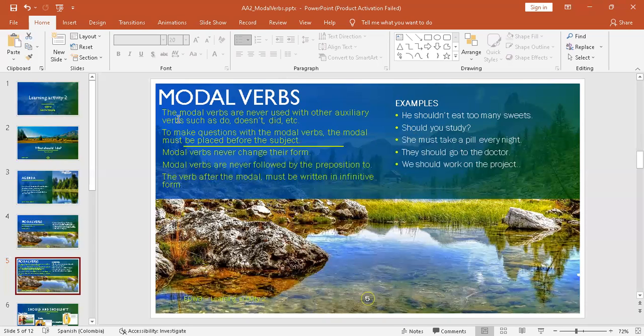So the first one is the modal verbs are never used with other auxiliary verbs such as do, does, and did, etc. No necesitan auxiliar. Remember that in present simple, recuerden que en el presente simple, we use auxiliaries in order to make the negative and interrogative sentences, ¿cierto? Recuerden que en el presente simple, utilizamos el verbo auxiliar do, does, para poder crear la oración negativa y la oración interrogativa.